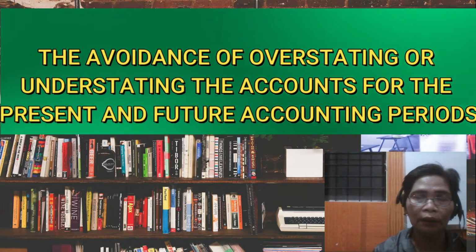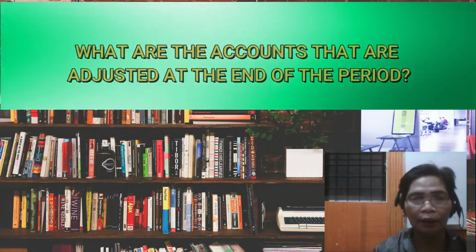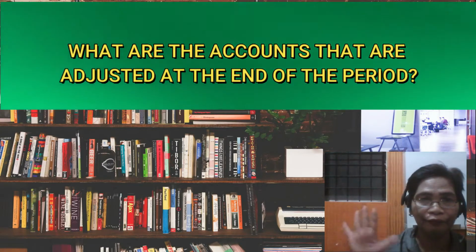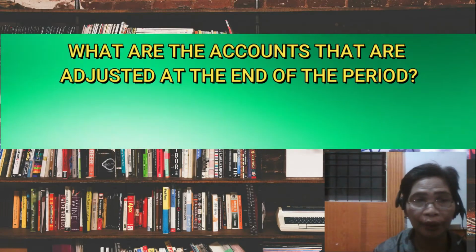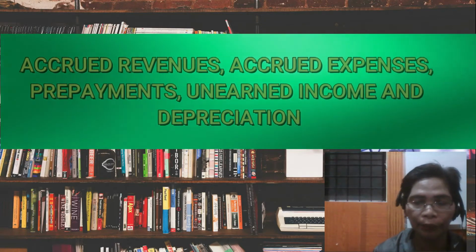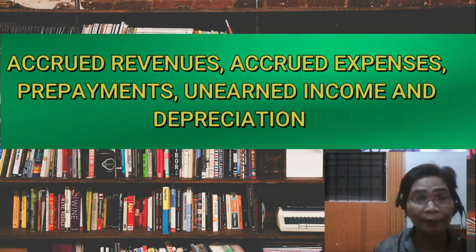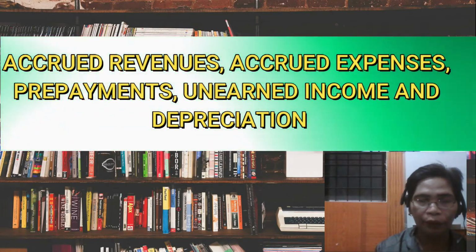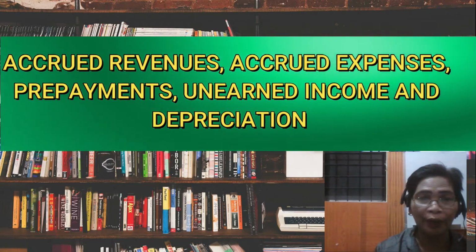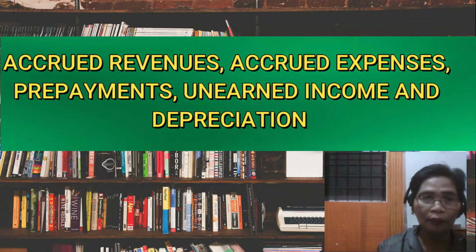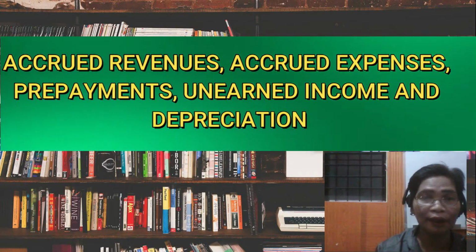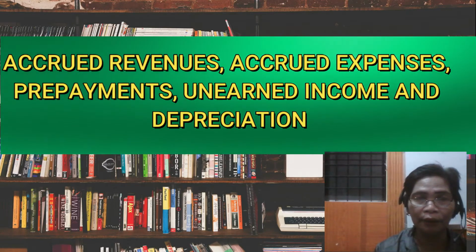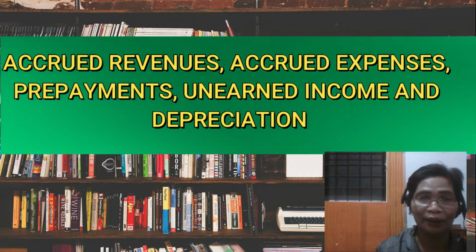So what are some of the accounts that are being adjusted at the end? Actually, we have five. We have the accrued income, the accrued expenses, prepayments, unearned income, and depreciation. In this video, we are going to tackle one adjusting entry. We are going to give you an example and discuss it in detail so that you will understand how we got the adjusting entry.